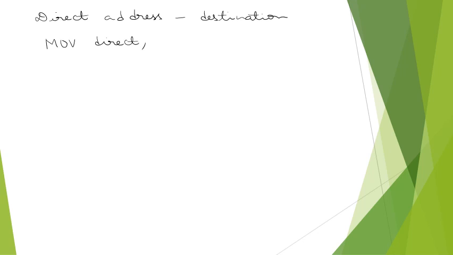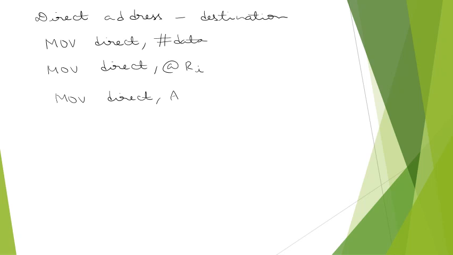Next, when the direct address is the destination, we have the following formats of MOV instruction: MOV direct, #data, MOV direct, @Ri, then MOV direct, A, then MOV direct, Rn.